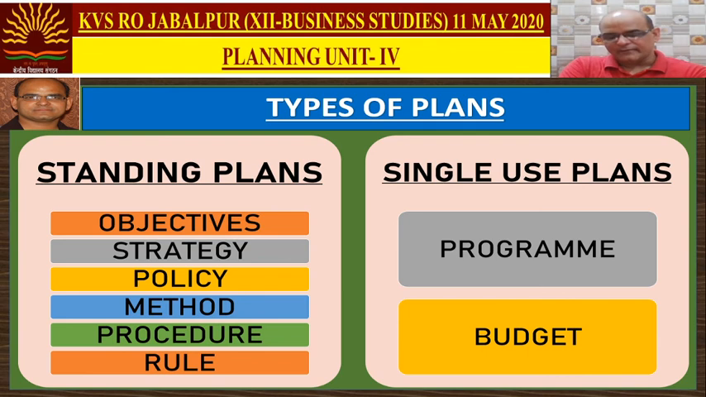Now I am going to a very interesting thing. What is a program? Dear students, you will be very happy, you will find it very interesting to know that program is a comprehensive single-use plan, which includes all other plans. Program is a comprehensive single-use plan which includes objectives, strategy, policy, method, procedure, rules and budget itself. So program is a very comprehensive single-use plan.